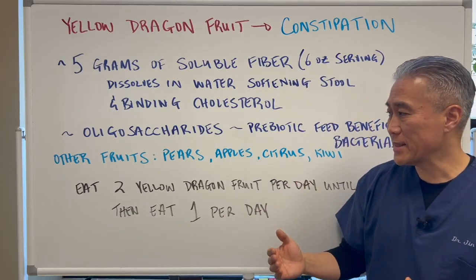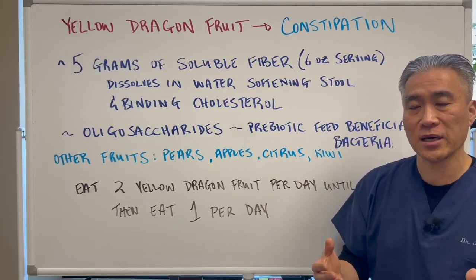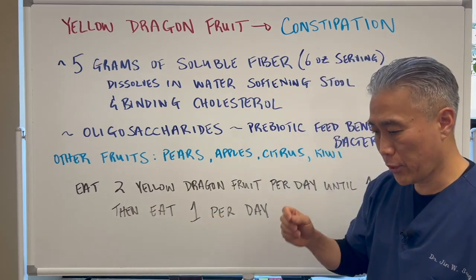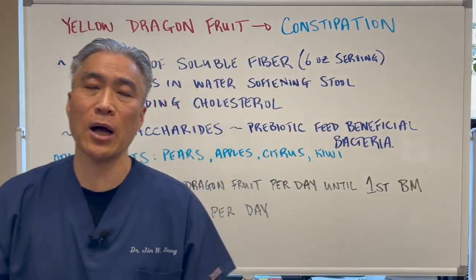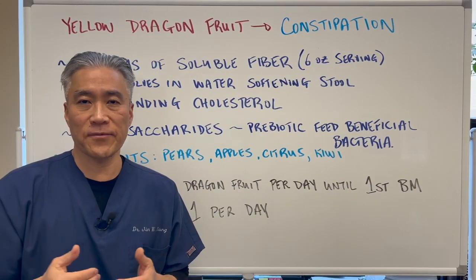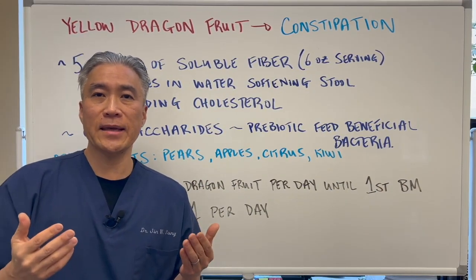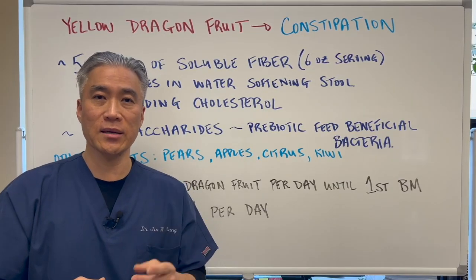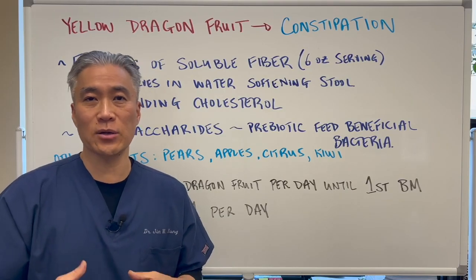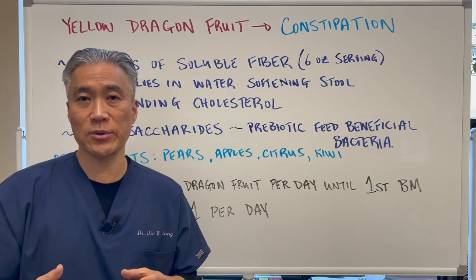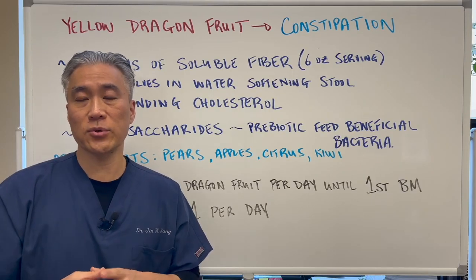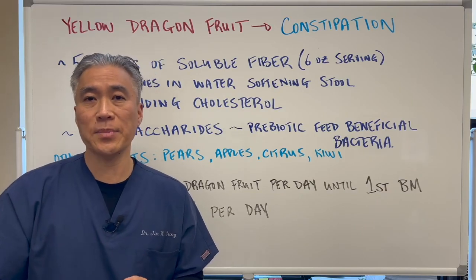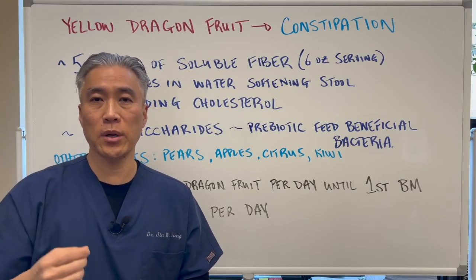Now, if you want to use it for constipation, what I suggest is you eat 2 yellow dragon fruits per day until you get your first bowel movements. So what I see is oftentimes women will come in and they say they have maybe 2 bowel movements a week or even just once a week, and they need some sort of laxative in order to go. So for those patients, I would say eat 2 dragon fruits per day until you get your first bowel movement. Once that happens, reduce it down to 1 dragon fruit per day.